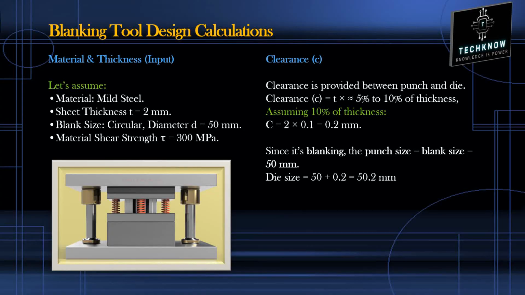Clearance, C. Clearance is provided between punch and die. Clearance C equals T times approximately 5% to 10% of thickness. Assuming 10% of thickness, C equals 2 times 0.1 equals 0.2 millimeters. Since it's blanking, the punch size equals blank size equals 50 millimeters. Die size equals 50 plus 0.2 equals 50.2 millimeters.